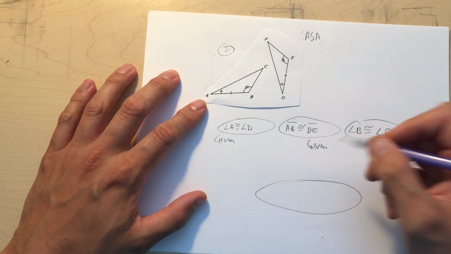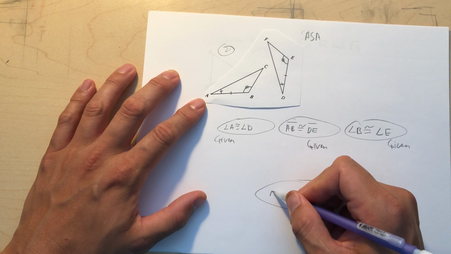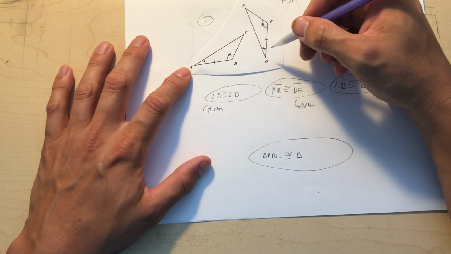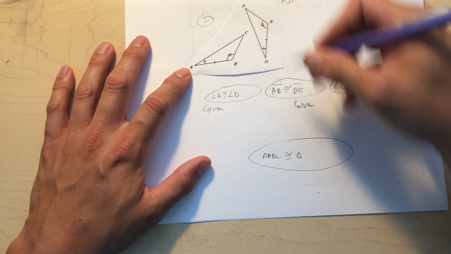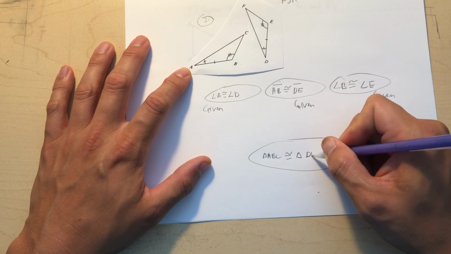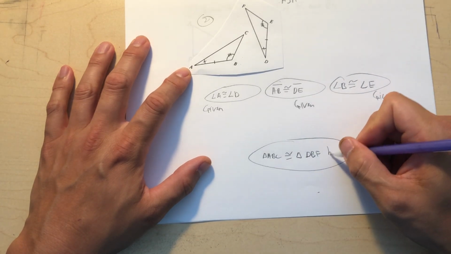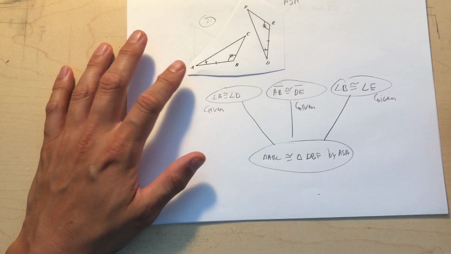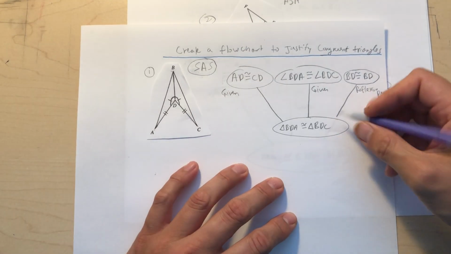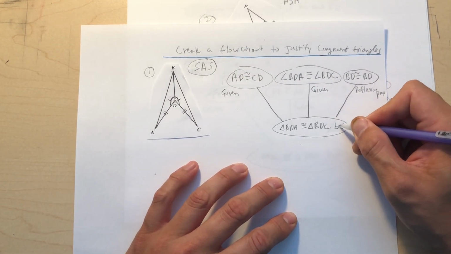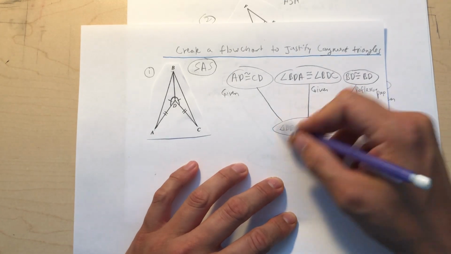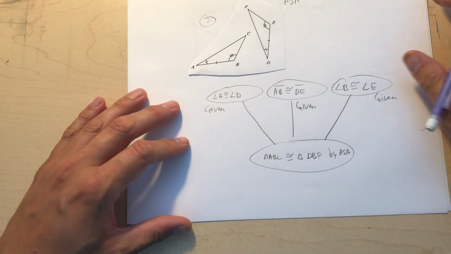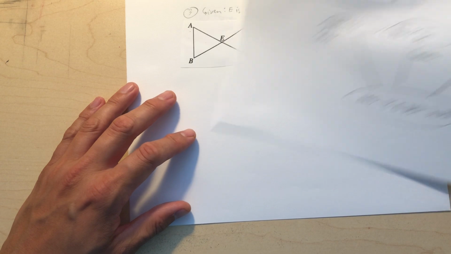And then I know now I can just say triangle ABC is congruent to triangle DEF, by angle, side, angle. Oops, I didn't write that down over here, my bad. By angle, side, angle. Don't forget to write that down. All right, any questions? Let's keep moving forward real fast.